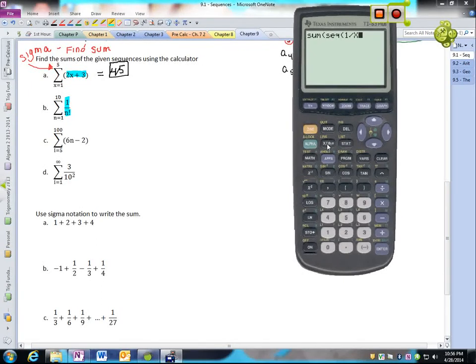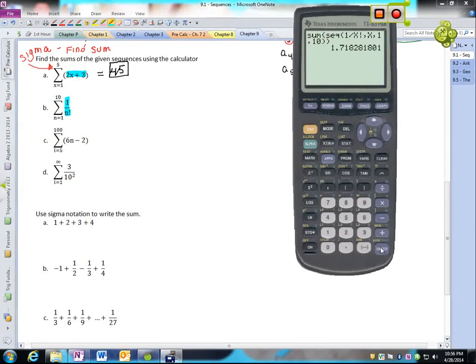So I'm going to put an x for n, and I'm going to find the factorial sign by hitting math, arrow over to probability, and the number 4 is that exclamation point that represents factorial. So I'm going to find the sum of the sequence 1 over n factorial, comma, evaluated for x, comma, starting at 1, comma, going all the way until 10. Okay, so it's going to give me the sum.